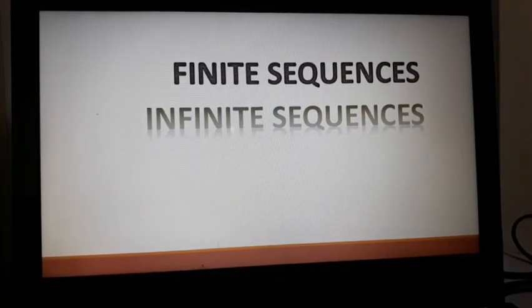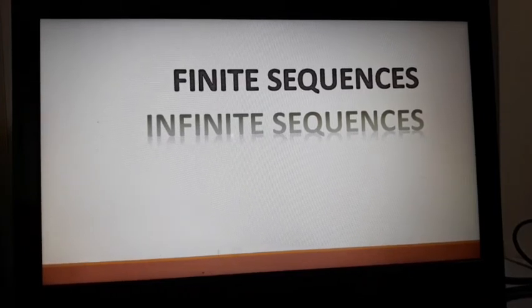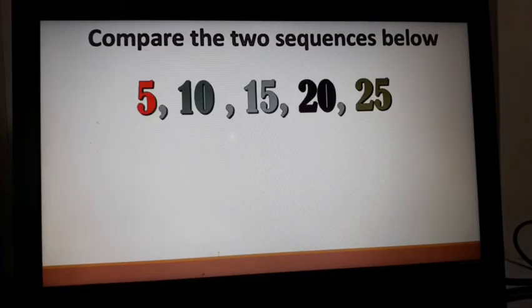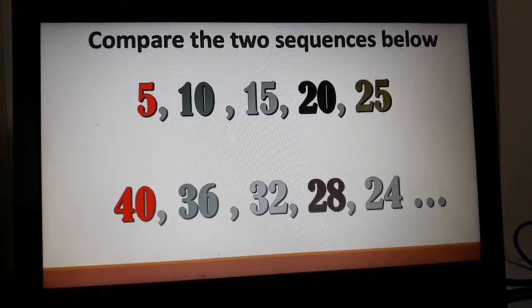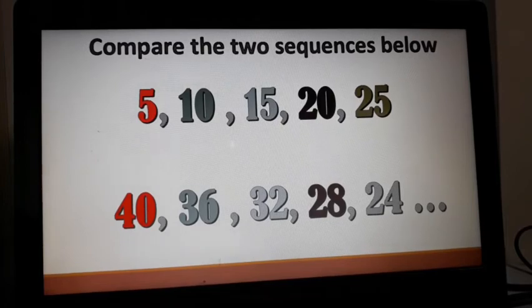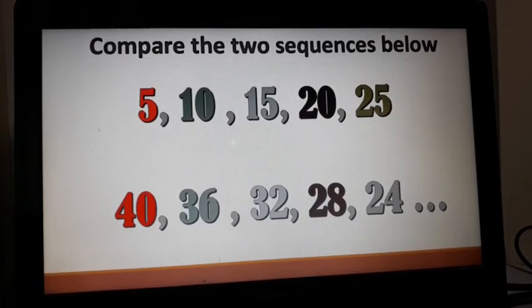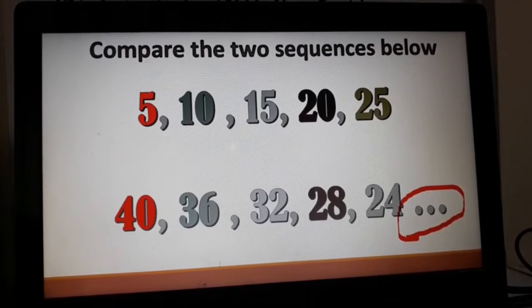Okay, now let's continue discussing about the finite sequences and infinite sequences. Now, this has something to do with how sequences are written, kung paano sinusulat. Okay, I want you to compare the two sequences below. Anong pagkakaiba ng sequence na nasa taas, 5, 10, 15, 20, 25, sa sequence of numbers na nasa baba? 40, 36, 32, 28, 24, and so on. Napapansin niyo ba yung symbol na nandito? Itong tatlong dots? That's the difference. Tawag dyan, ellipses. So it indicates that there are more numbers after 24.